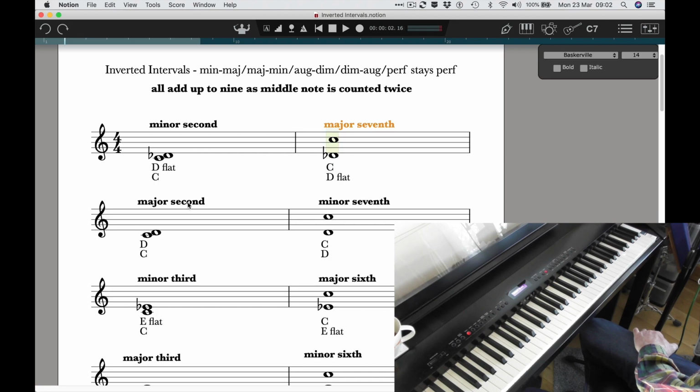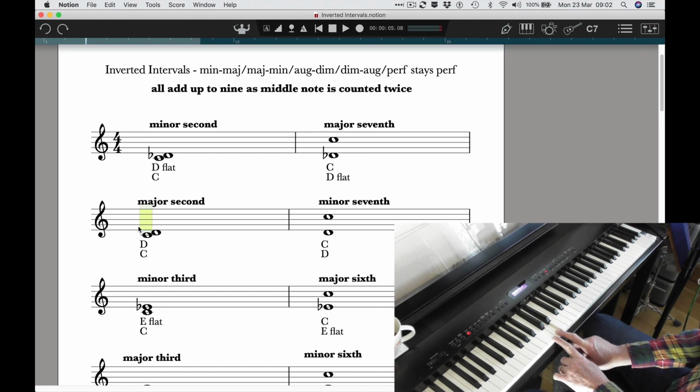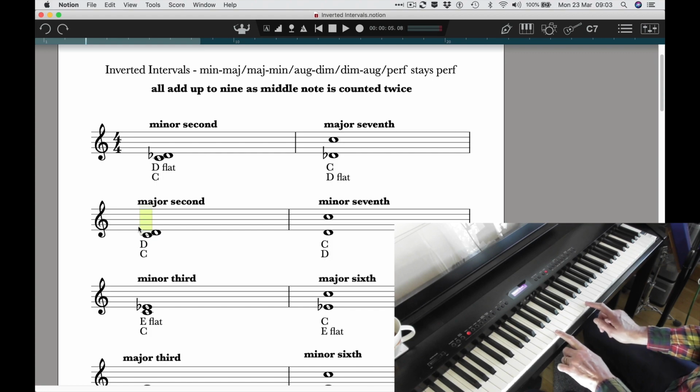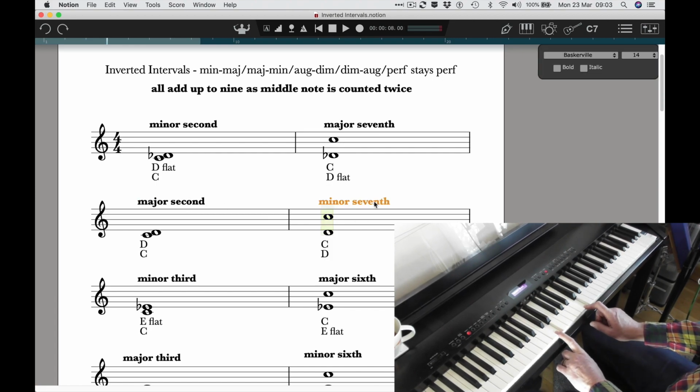Let's look at the next interval we did, which was the major second, C to D. Going to do the same. Take the C from underneath, put it on top. And this becomes a minor seventh. If I was in the key of D, C would be the minor seventh note. And notice again, second and seventh, 2 and 7 makes 9.